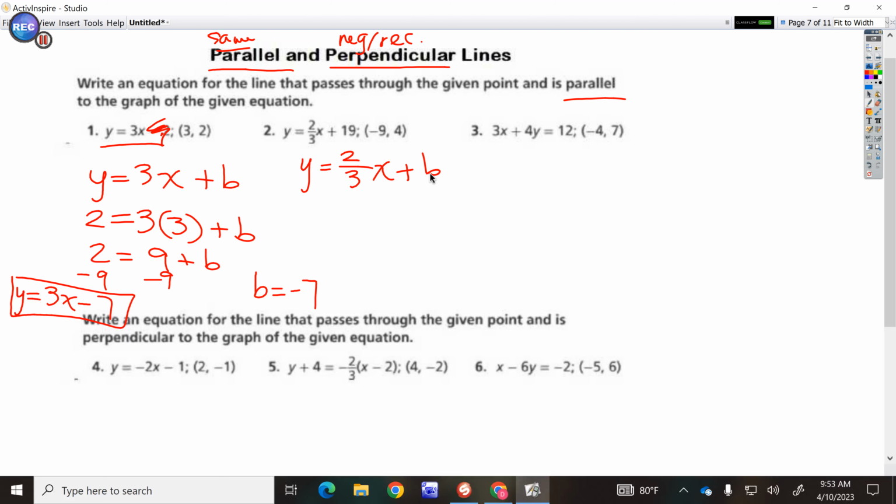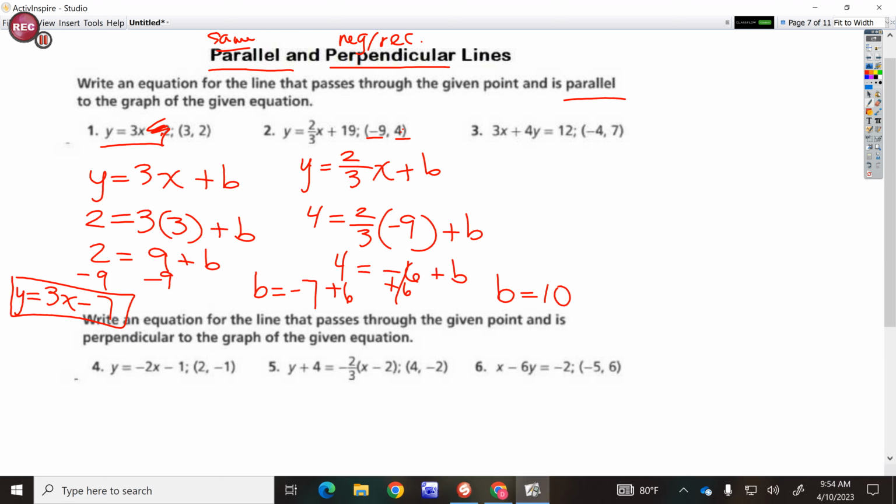And now we plug in the x and the y, where x and y are. So 4 is the y, it goes here. And -9 is the x, it goes there. Now, -9 times 2 is -18. Divided by 3 is -6. So what we have is 4 equals -6 plus b. Now, you want to get b by itself, so what number do you have to move? The -6 by doing what to it? Plus 6. That leaves you with a new b value of 10.